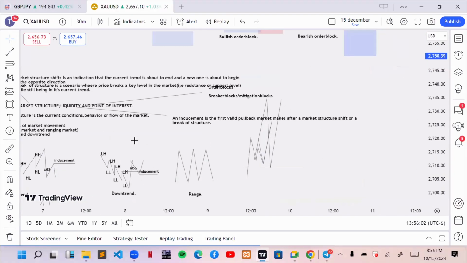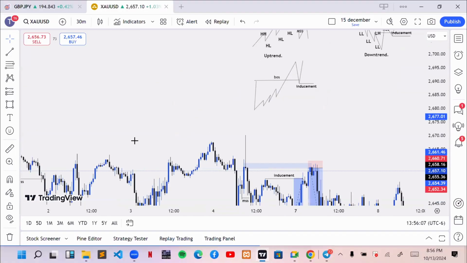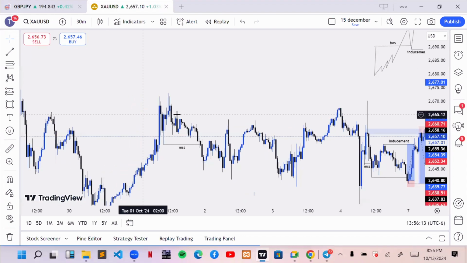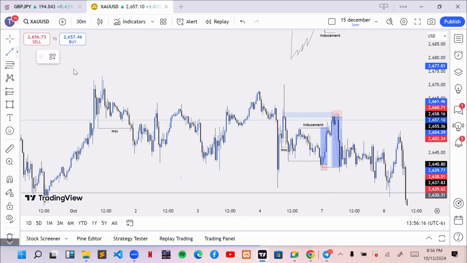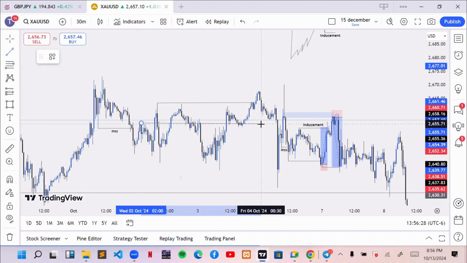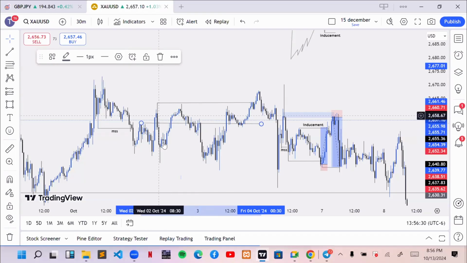Now, what is my inducement? The first valid pullback that the market makes after a market structure shift. So we have gotten the market structure shift, meaning that the next thing we'll look out for is our inducement. So the first valid pullback that the market makes after that shift is here. So I'll mark it out. And for other people that will say it is here, no problem. Mark yours from here too if you want to. But these candles actually went above these zones, and it did not touch my point of interest.